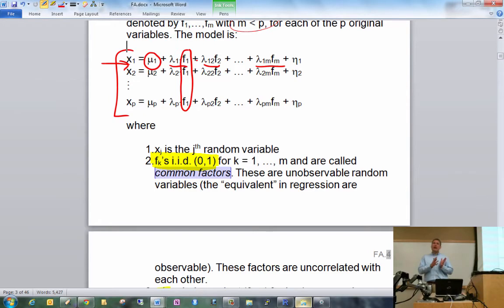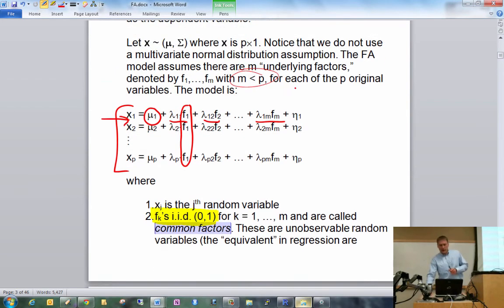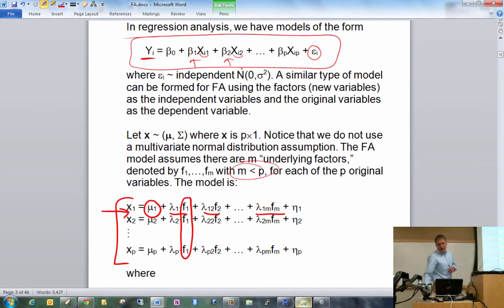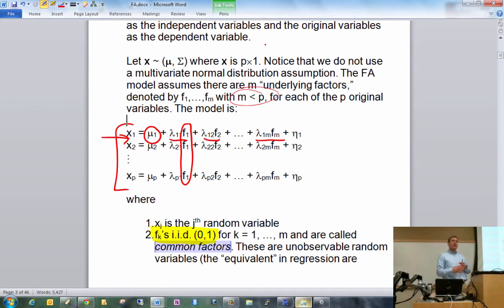Just like how the betas in a regular old regression model, as shown up here, tell you how much of an effect that x has on the response variable y. So if lambda is equal to 0, that says, for example, that an f does not have any effect on x. If a lambda is greater than 0, it has a positive effect, less than 0, negative effect. These lambdas are parameters that we will want to estimate.